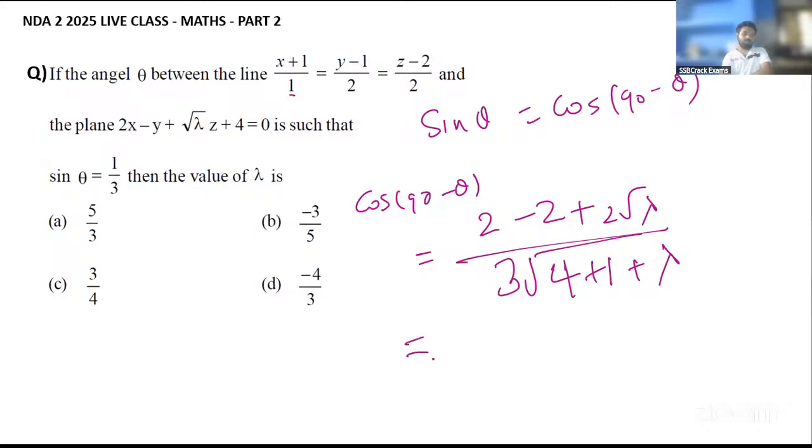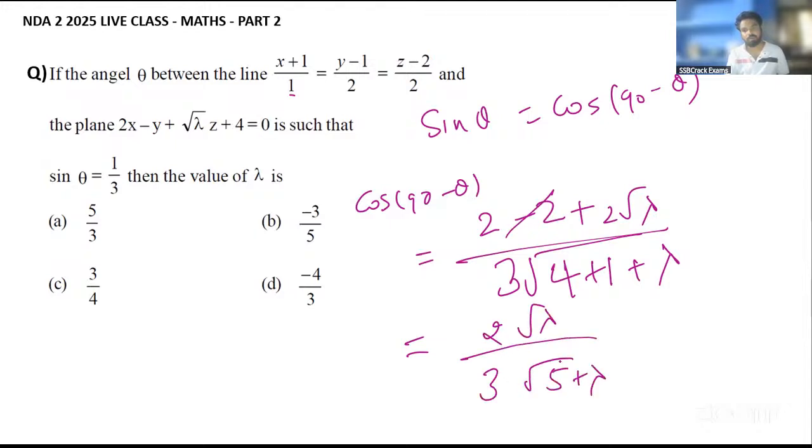Okay, so it is coming out to be cos 90 minus theta is equal to 2 minus 2, it is 0. Okay, it is 2 root lambda upon 3 times root 5 plus lambda, if I am not wrong.